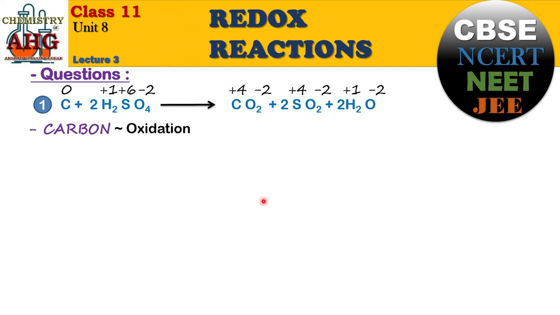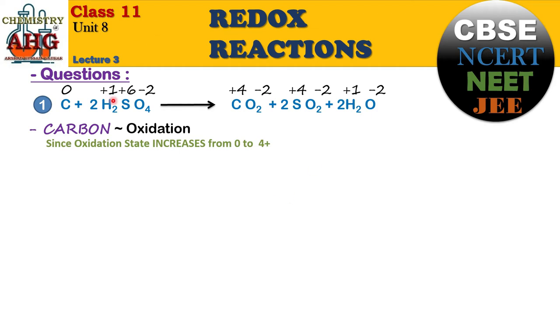Because the oxidation number of carbon has increased from 0 to positive 4. So this is the reason why we can say that it is easy, with the help of this definition in terms of oxidation state, to decide whether a reaction is redox or not. Second thing, always remember, if an element is oxidized during a chemical reaction, there must be an element with reduction, because without reduction oxidation is not possible, and without oxidation reduction is not possible.